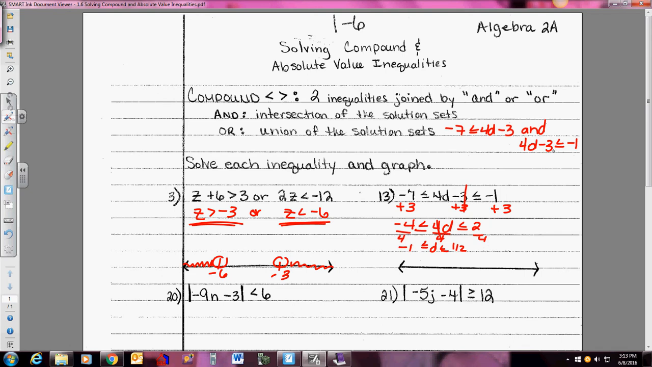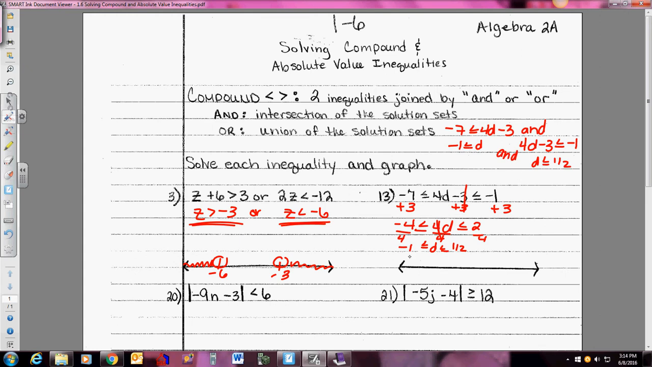If you pulled it apart and solved it this way, you would have gotten, let me just glance here, -1 less than or equal to d, and this one would have been d less than or equal to 1/2, it looks like, with the word "and" in between them. But now that you're in Algebra 2, you need to start writing it properly.